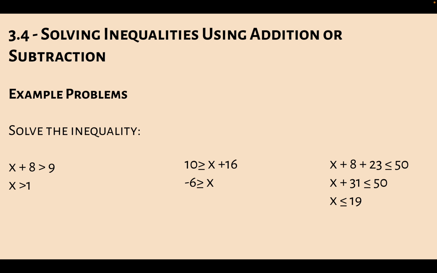Next, x plus 8 plus 23 is less than or equal to 50. And by adding 8 and 23, we get x plus 31 is less than or equal to 50. Ultimately, by subtracting 31 on both sides, we get a final answer of x is less than or equal to 19.